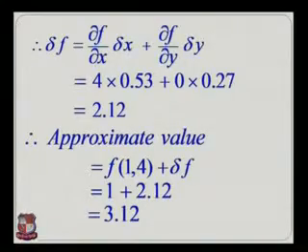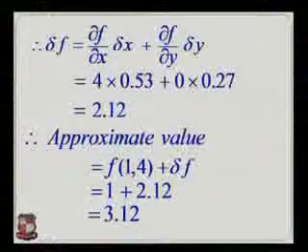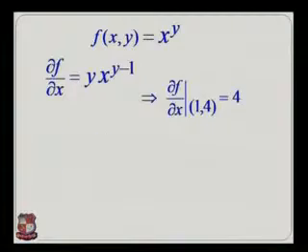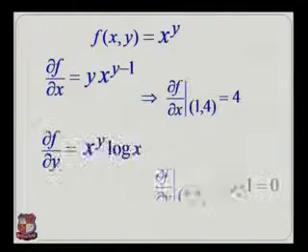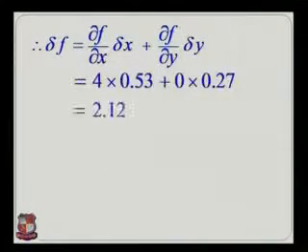So, according to this method, we discussed how to find the approximation value and how to find any value, for example, how to find this type of value, 1.53 raised to power 4.27. So, with this formula we can also find the approximation value as well as the change in any variable with respect to two other variables. Thank you.